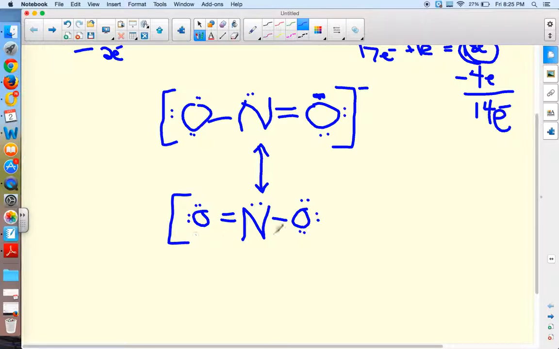Again, it is an ion. And by drawing both, I'm really showing that the electrons in this double bond are equally found between the nitrogen and both oxygens.